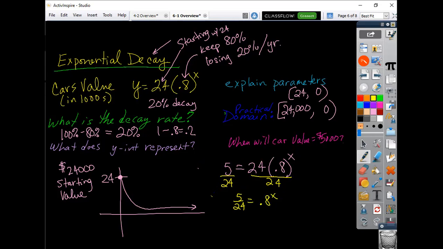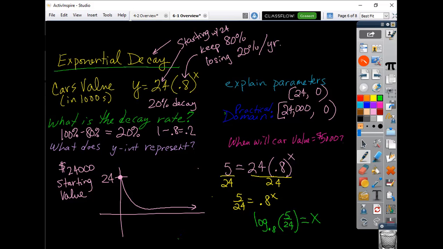Once you have the equation down to where you have a base to a power, what is it that we have that solves when our exponent's in the power? That's our logarithm. So we have a log base 0.8 of the 5/24ths. And that's what's going to equal your exponent. So those are your logs.